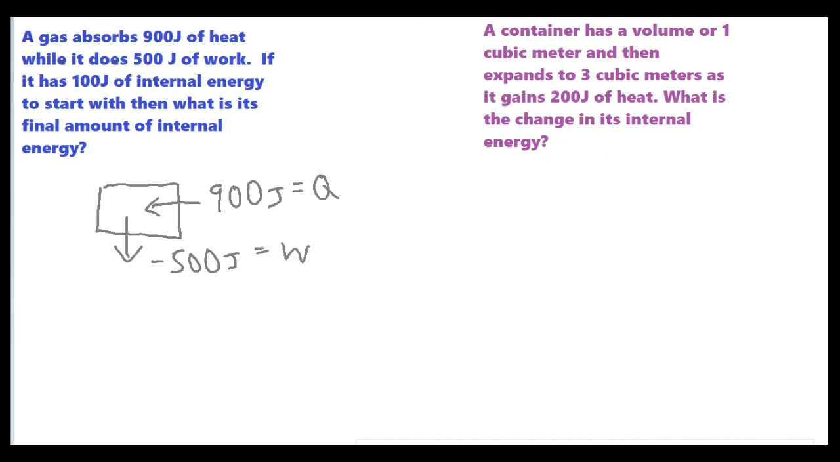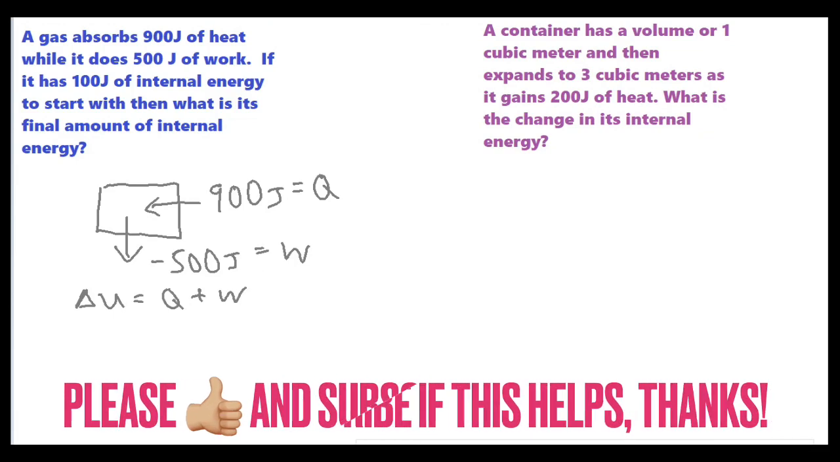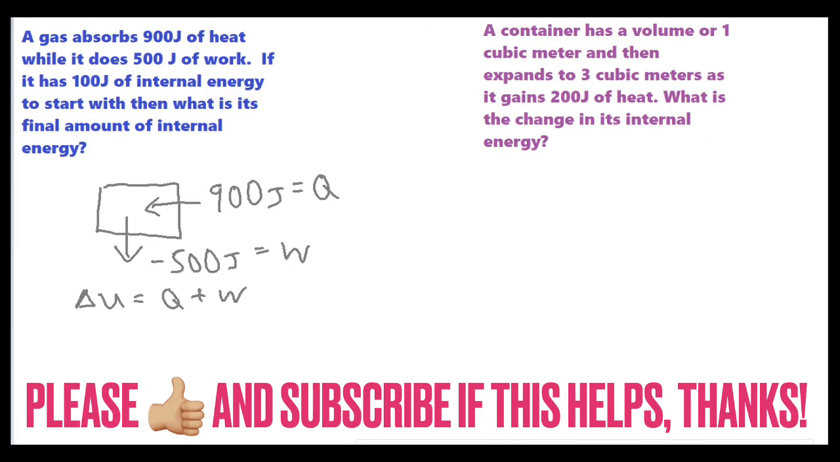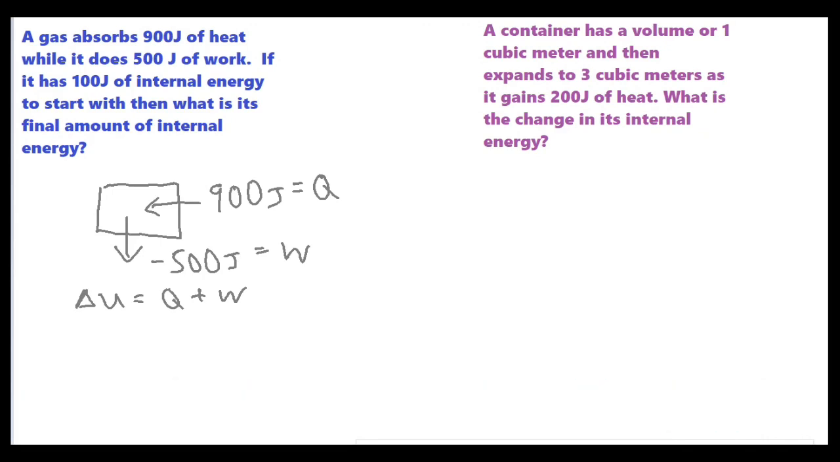Now, there's 2 versions of the first law of thermodynamics, which is delta U equals Q plus W, and delta U equals Q minus W. Q plus W means that you're focusing on the system, and Q minus W is focusing on the surroundings. So this one we're focusing on the system, so we're going to use delta U equals Q plus W.